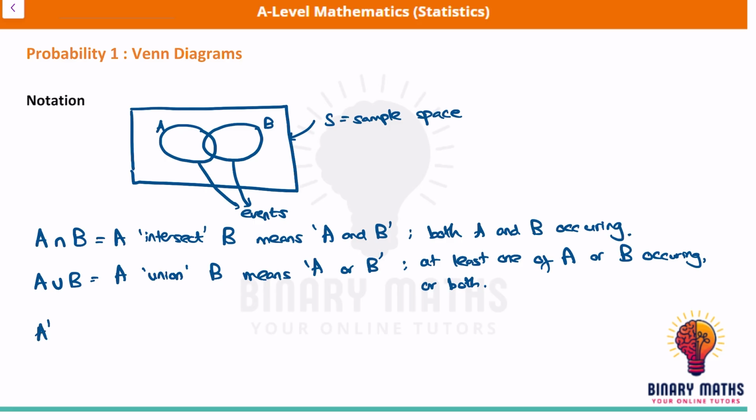A dash is the complement of A, means not A. So the event that A does not occur.